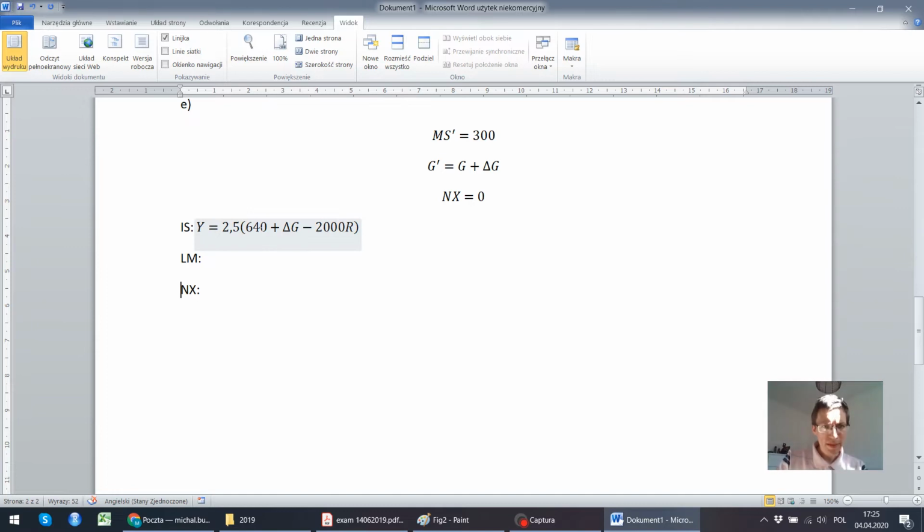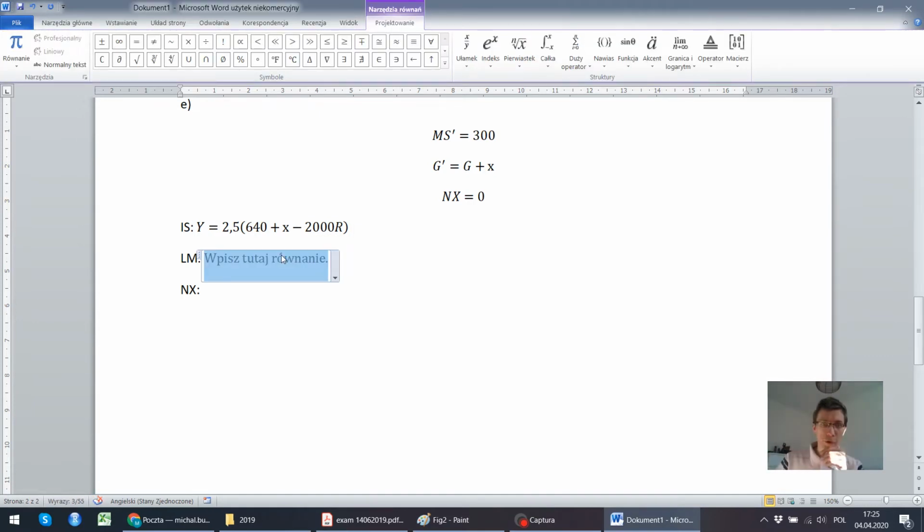Cool. You know what? I will change notation a bit. I will not use delta G because it takes too much time to write it down. I will just put x here, small x, not capital X. Capital X is export. Small x, so that I can write it down more efficiently.